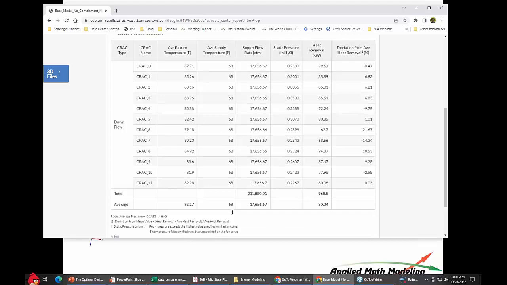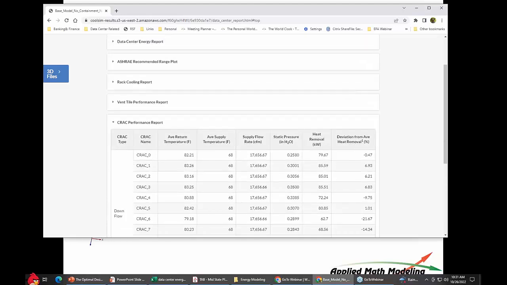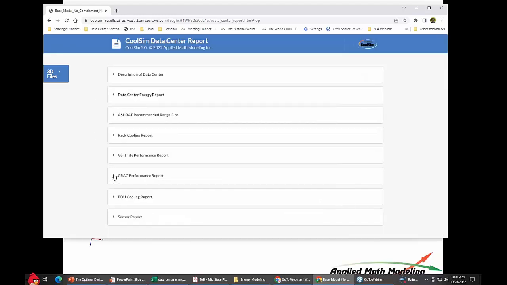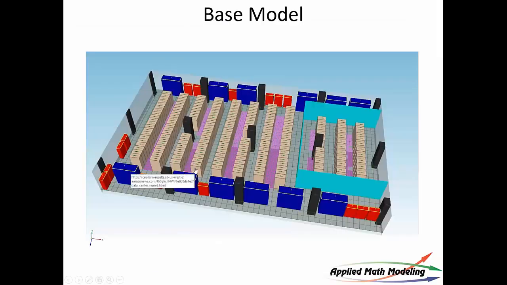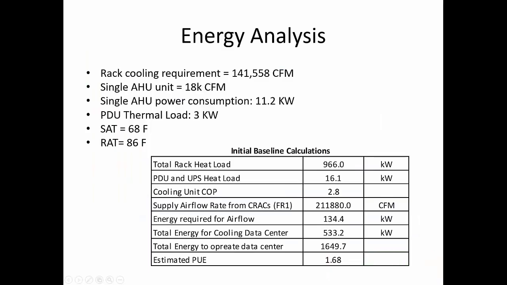Okay, so that's where we are. I wanted to show you that on this data center. Here it is in spreadsheet form. The rack is requiring 141. Every air handler is 18K in this case. The average power consumption for the fan for 18K is 11.2 kilowatts. So you just take the horsepower and convert it to kilowatts. We've got some extra load in the room of 3 kW.